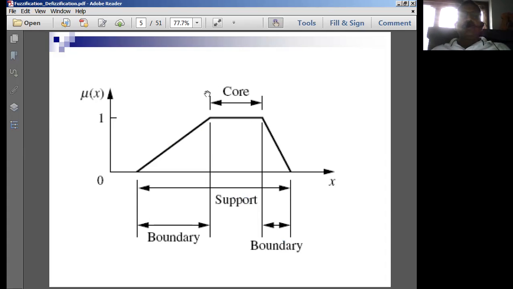The features are with respect to the core, support and boundary features. Now core always has the maximum value of 1, whereas the boundary lies between 0 and 1, and support is going to be greater than 0.